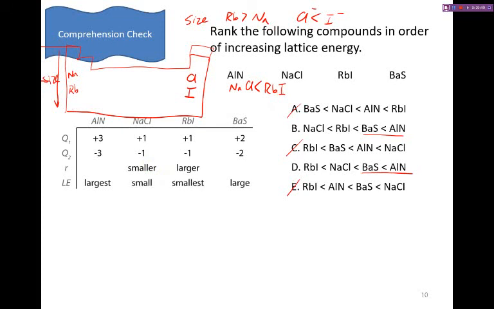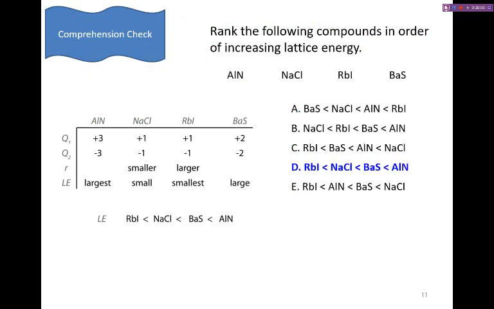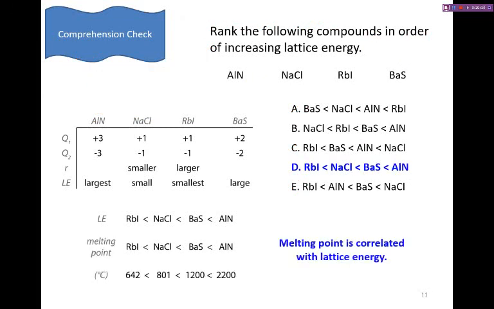And so in terms of the lattice energies, sodium chloride is large, but rubidium iodide is smaller. And again, the reason for that is, take a look at Coulomb's law. They both have the same charge, but rubidium iodide is larger. A larger distance means a smaller lattice energy. And so if we rank them, we can rank them that way, and we see that our answer is D. Now, if we compare this to the actual melting points, we see that indeed the melting point is correlated with the lattice energy.